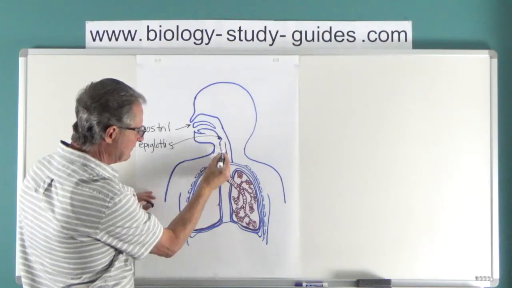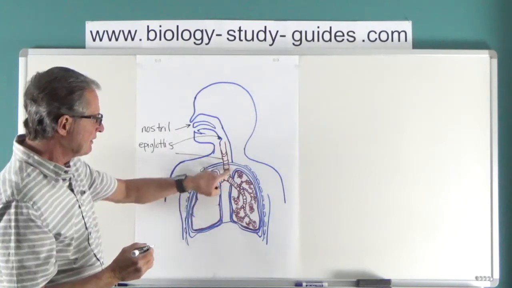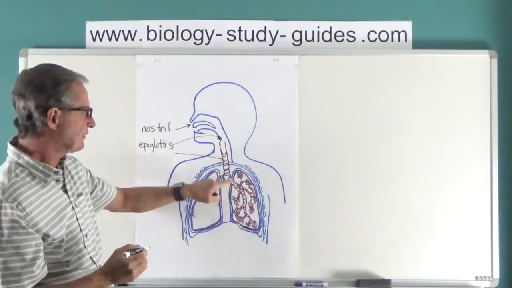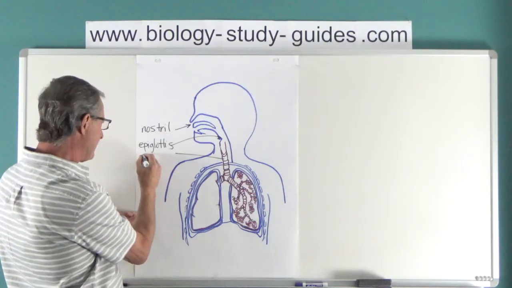This is the trachea. Most of the respiratory system I put in a purpley color. The rest of the body is primarily in blue. So this is the trachea.